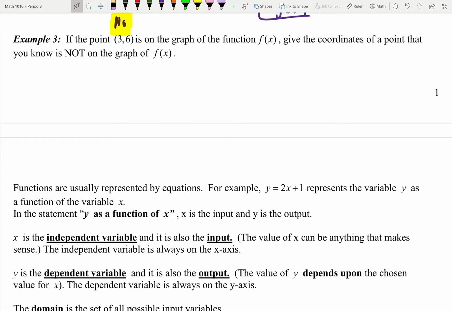If the point 3, 6 is on the graph of the function f of x, so you know it's there, give the coordinates of a point that you know is not on the graph. Go ahead. If 3, 6 is there, give me the ordered pair of something you know is not on there.